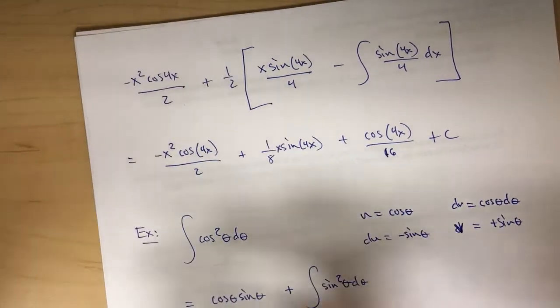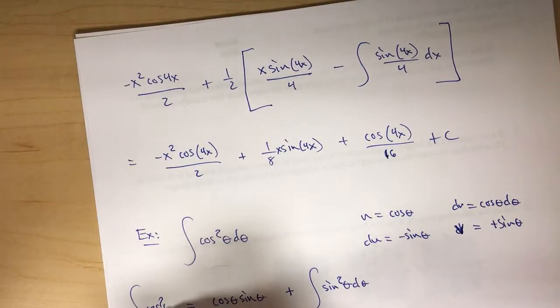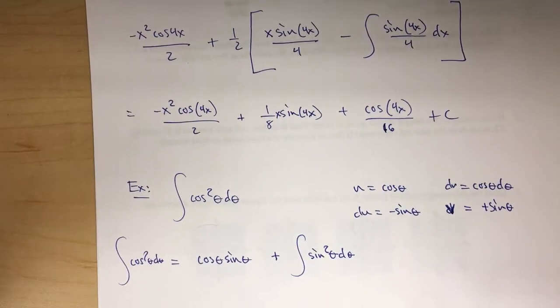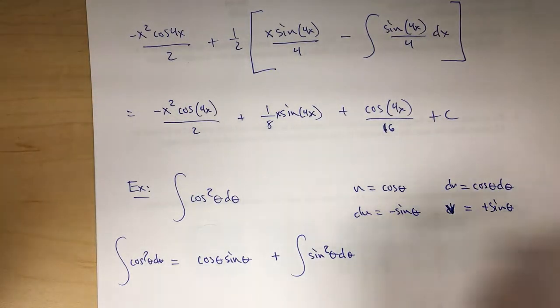So cosine squared theta, this antiderivative, is equal to cosine sine plus sine squared. Well, that didn't really help me because I ended up with sine squared. But maybe I can try again and see what happens.